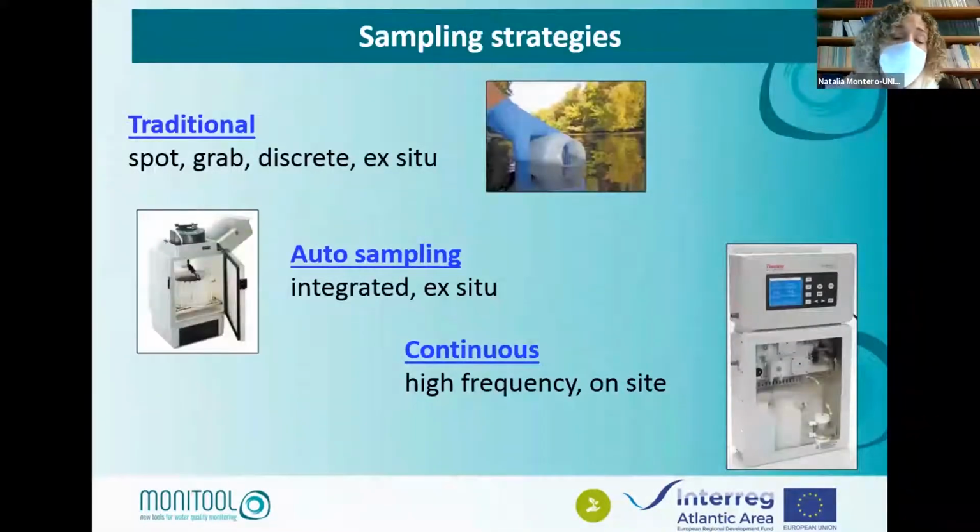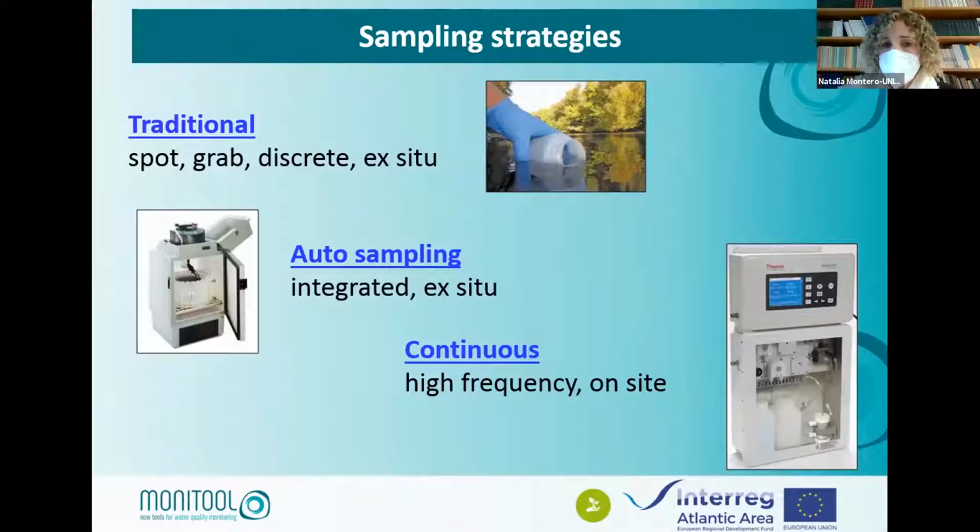So when we are talking about the monitoring of contaminants in the water systems, usually this is based on the collection of water samples. This can be done in different ways. The most traditionally used one is spot sampling, where you go to the field with a bottle, you take a water sample, then you carry it to the lab and you perform the analysis.